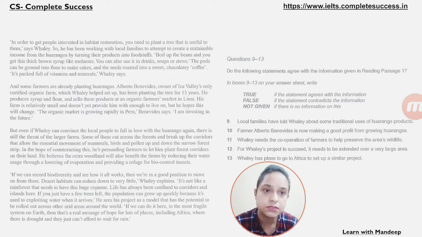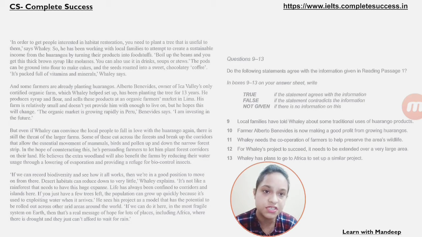Next, we have to start from the middle, but before that we need to read the questions. First was the project to succeed, and the next is the plans to go to Africa to set up a similar project. Where Africa is mentioned, you will get the answer there. We will read the half part. If you just have a few trees left, the population can grow quickly because it is used to exploiting water when it arrives. But nothing about the project and Africa.